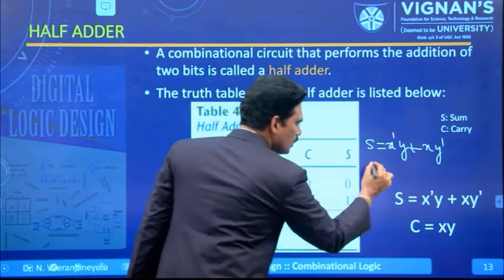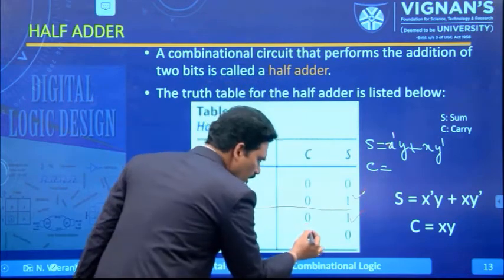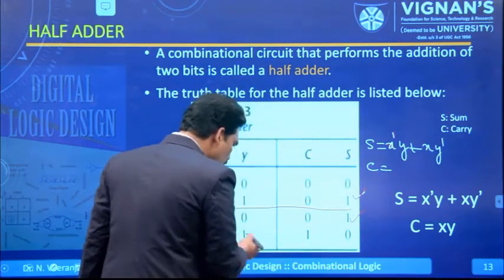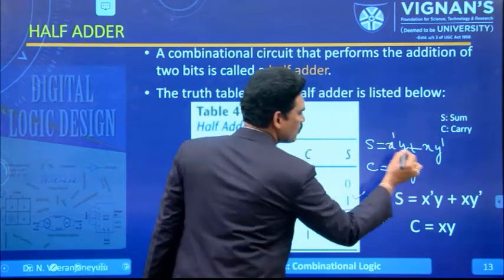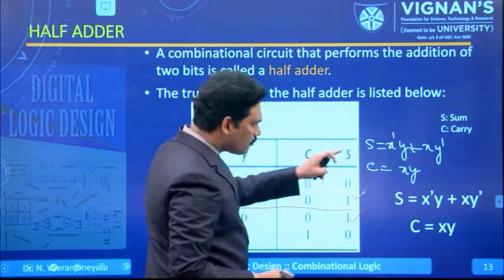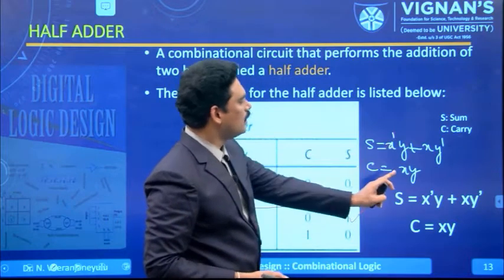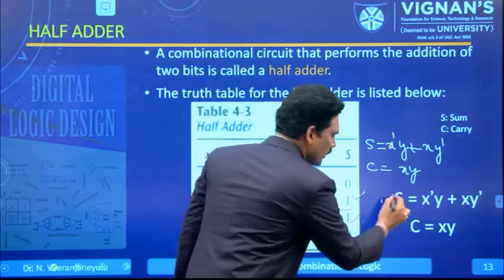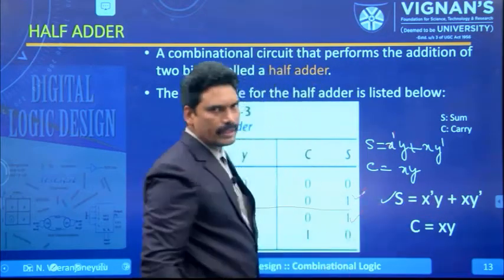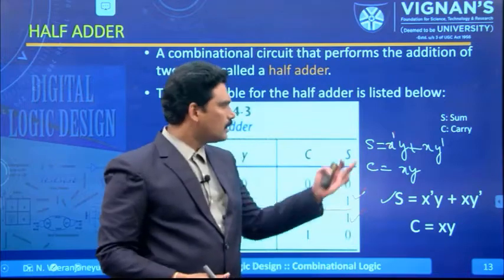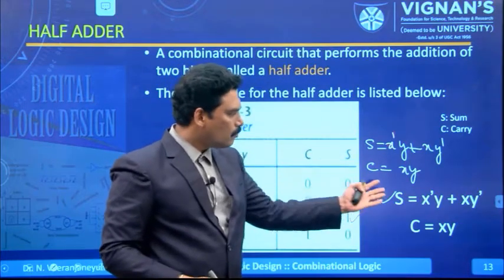What about C? C is equal to, see, now this is C, and what are the values of x, y? Both are 1. So S is equal to x bar y plus x y bar, and C is equal to x y. This is our Boolean expression.